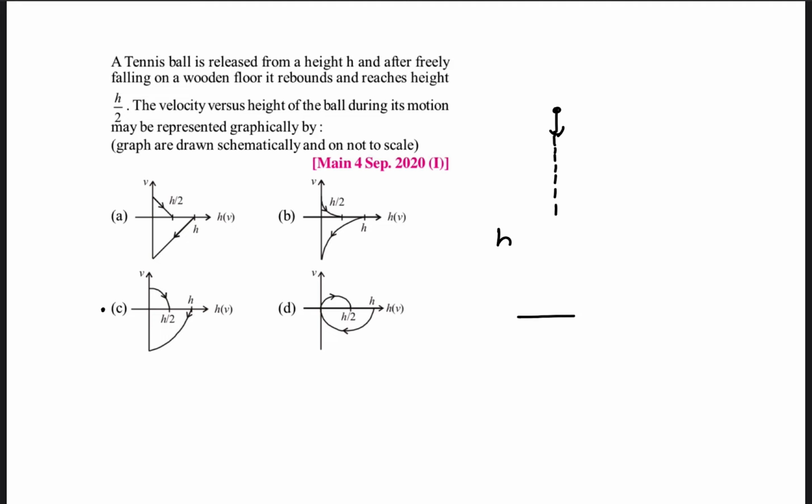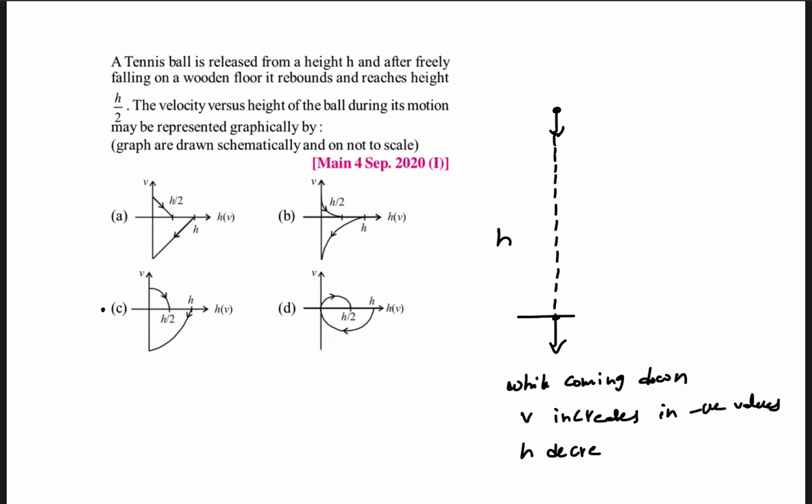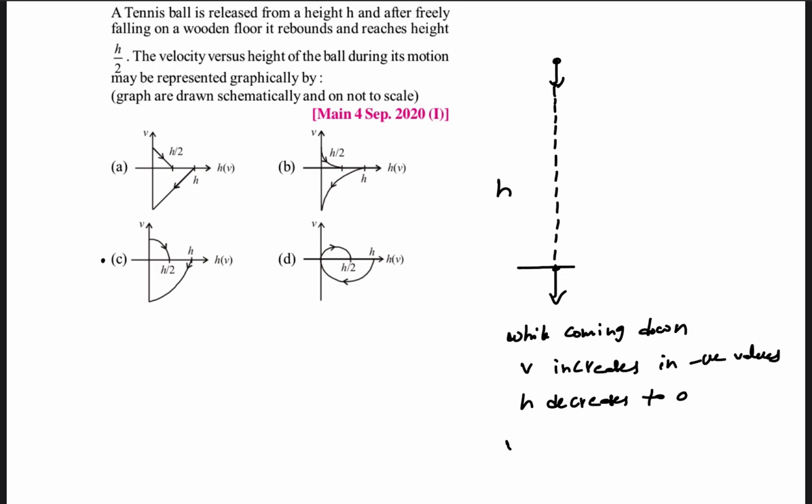A ball is dropped from certain height h. Whenever it is dropped, we can see that its velocity increases. While coming down, v increases in negative values. Okay, h decreases to 0. Which graph is h decrease? And again, what is the velocity and relation?